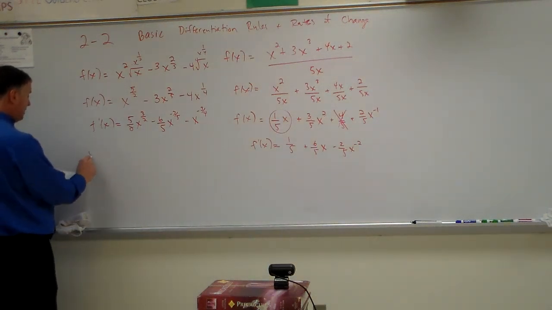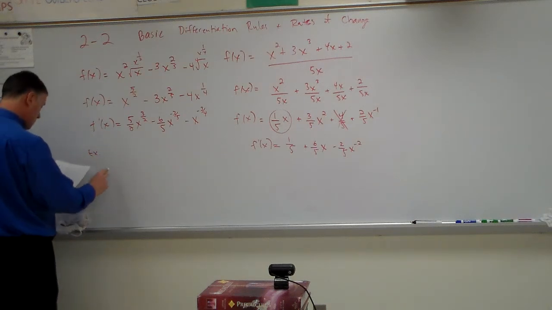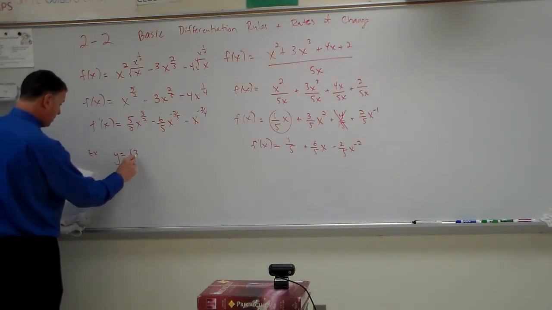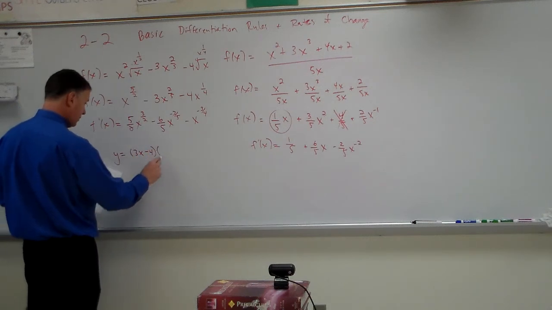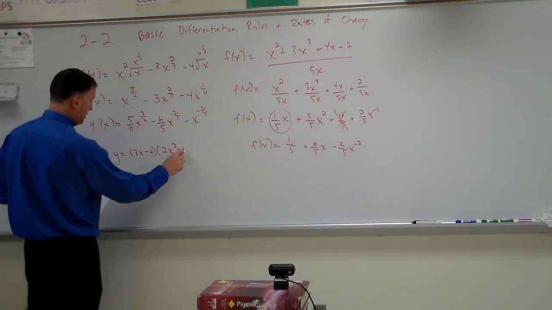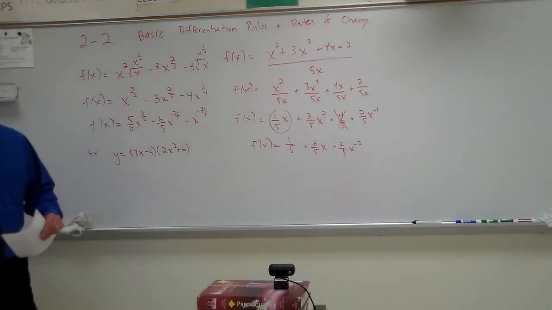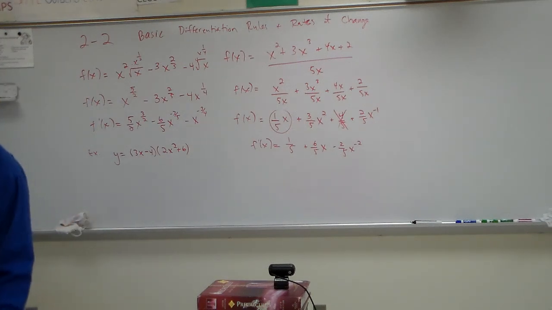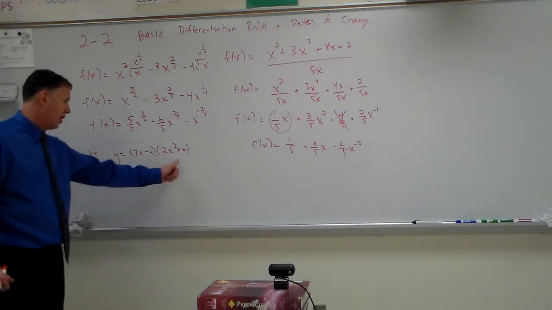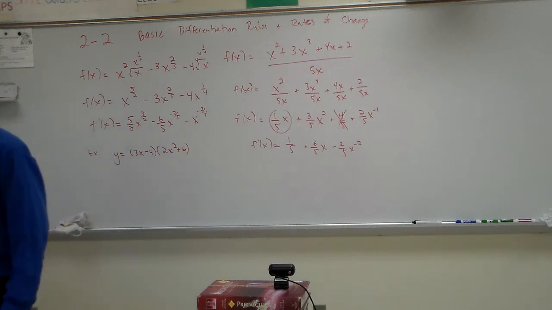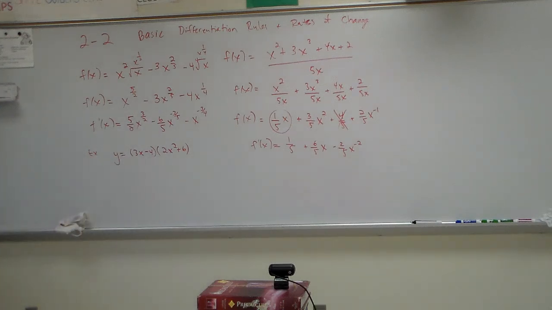So here's one for you guys to try. y equals 3x minus 4 times 2x squared plus 6. You can't take the derivative of the first parenthesis and multiply times the second. For right now, the only way that we know how to do this is you have to FOIL that out, and then find the derivative. So please, pause your video and do that.